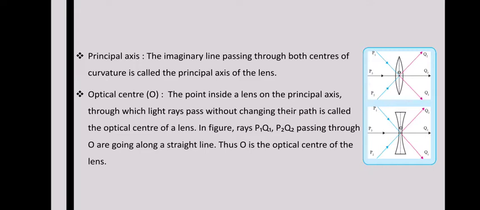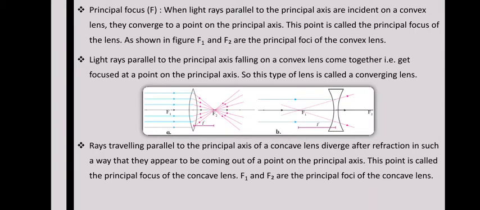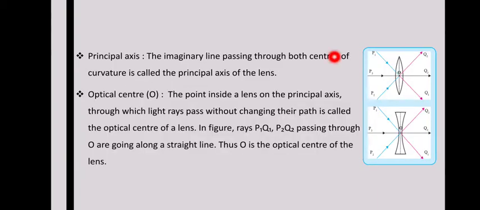Now, optical center. The point inside a lens on the principal axis through which the light rays pass without changing their path is called the optical center of a lens. In the figure, rays P1 and Q1, can you see here? And P2 and Q2.